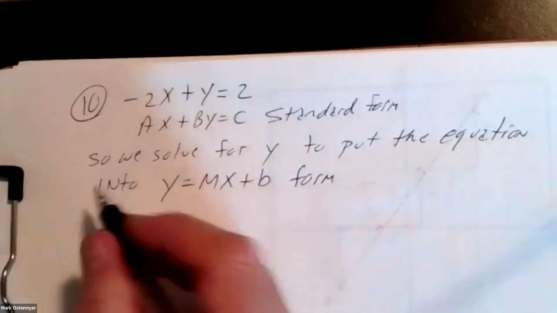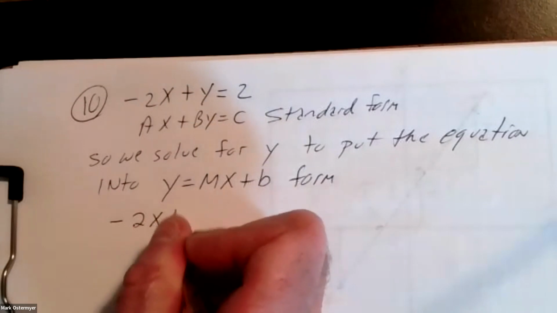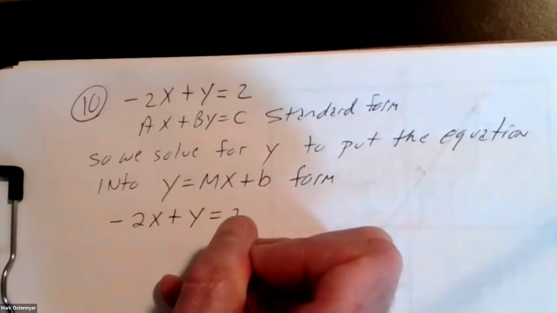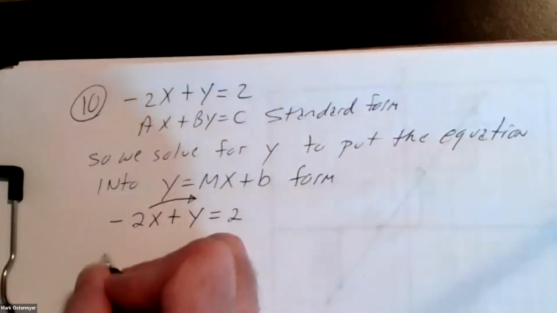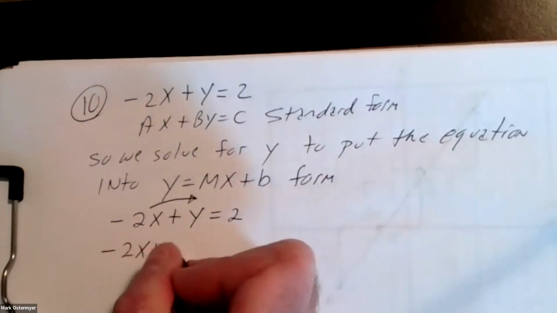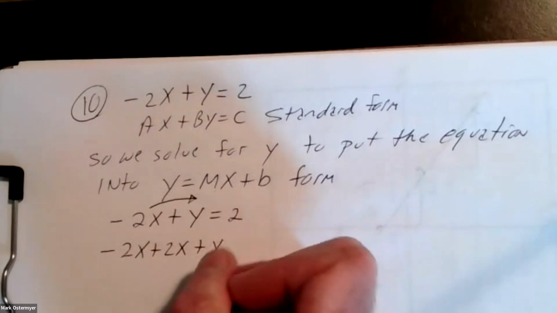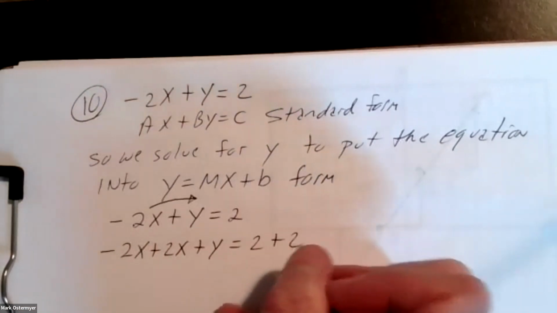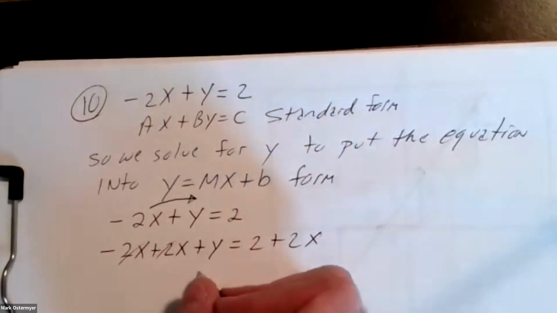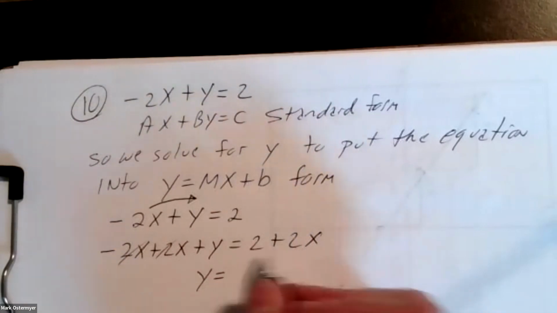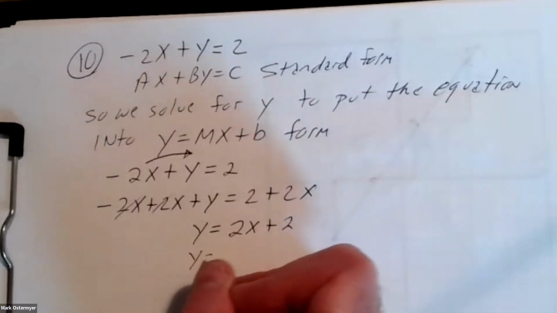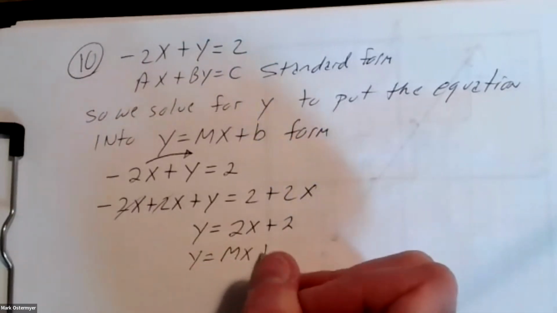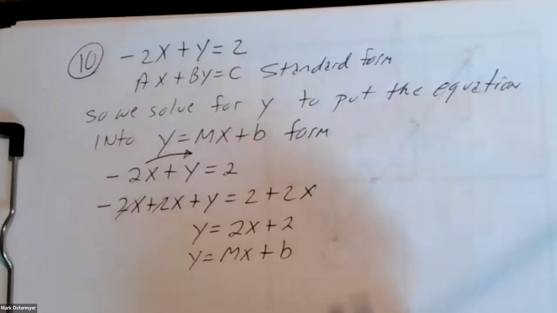So to solve this equation for y, we got to get y all by itself. And how do we do that? Well, how do we move the minus 2x over to the right side of our equation? We add 2x to both sides. 2x's drop on the left, leaving us with y all by itself. And I'm going to spin these terms around. And ladies and gentlemen, we have accomplished our task. This equation now is in slope-intercept form, y equal to mx plus b form.